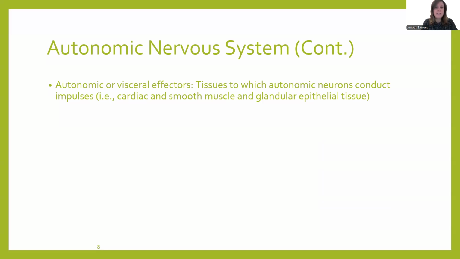The autonomic paths to visceral effectors consist of two neuron relays. Impulses travel over preganglionic neurons from the spinal cord or the brainstem to the autonomic ganglia, where they are relayed across the synapses to the ganglionic neurons, which then conduct the impulses from the ganglion to the visceral effectors. So in contrast, the somatic motor neurons conduct all the way from the spinal cord or the brainstem to the somatic effectors with no intervening synapses.